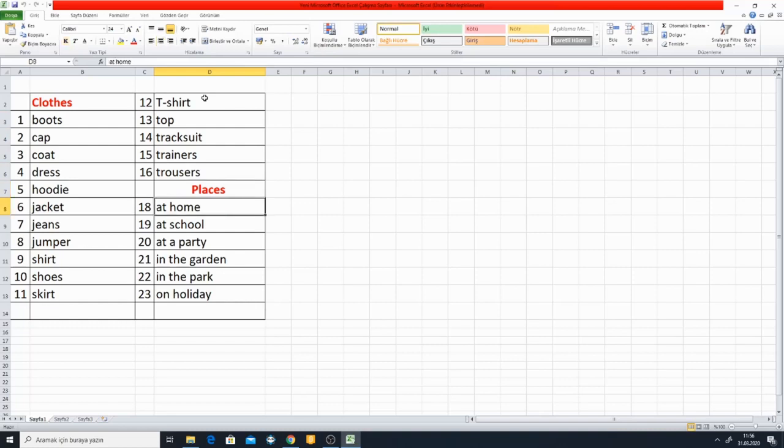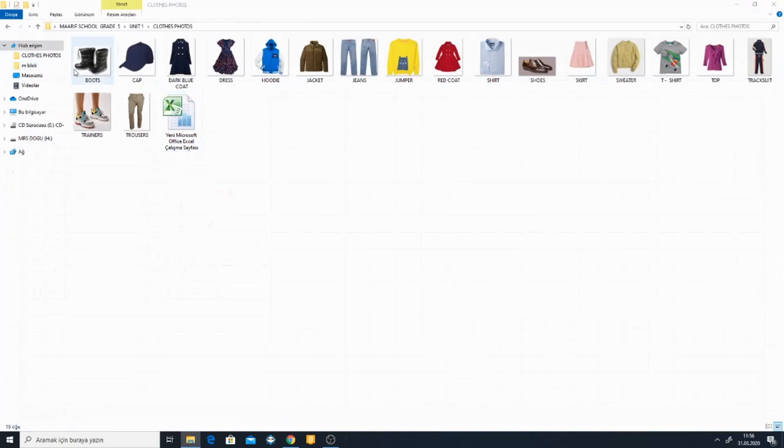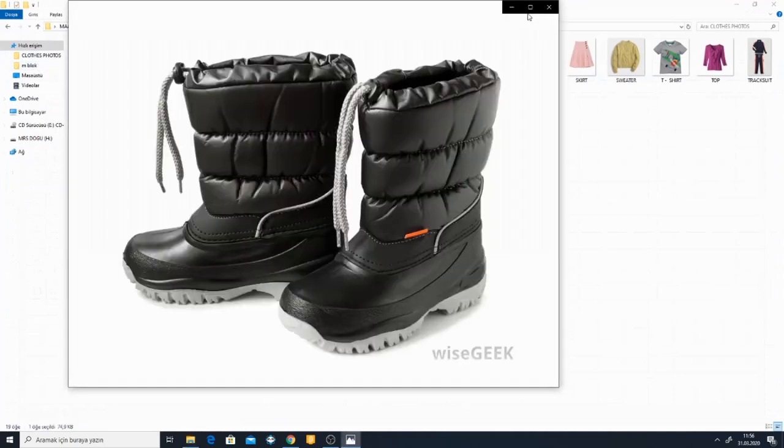Places: at home, at school, at a party, in the garden, in the park, on holiday. Now, let's look at the photos.